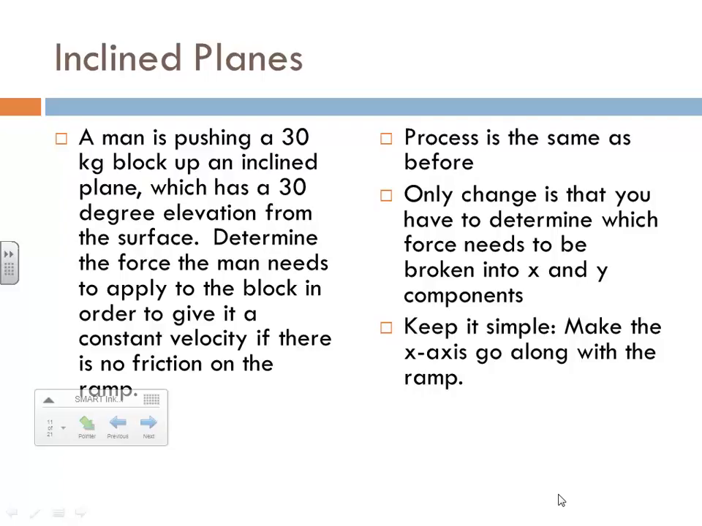So a man's pushing a 30-kilogram block up an inclined plane, which has a 30-degree elevation from the surface. Determine the force the man needs to apply to the block in order to give it a constant velocity if there is no friction on the ramp.